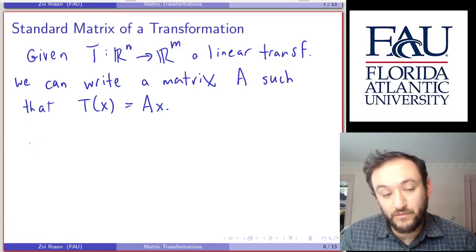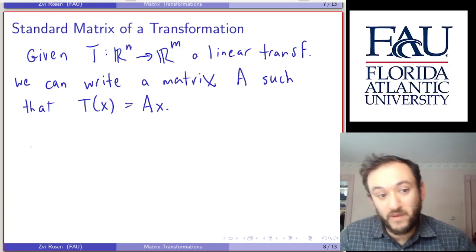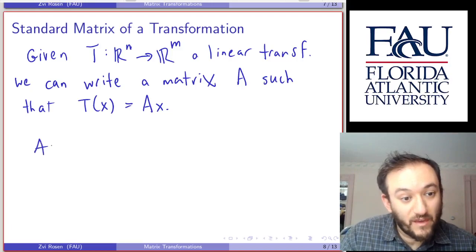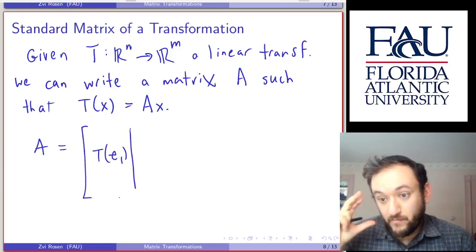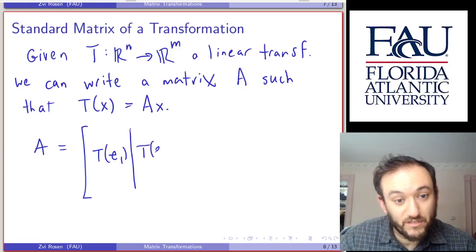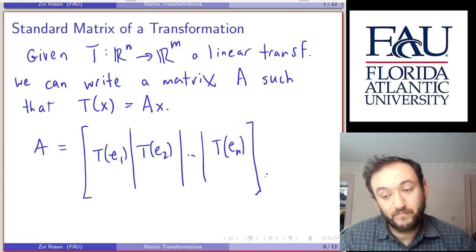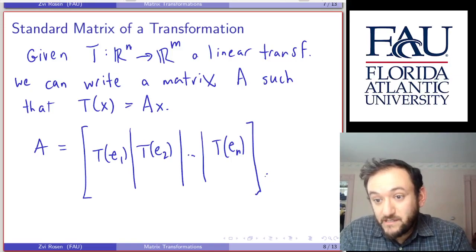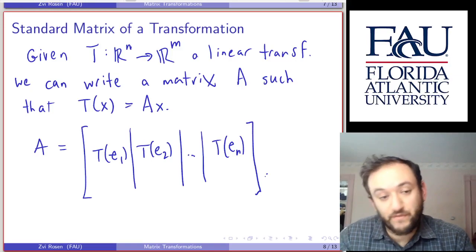It's really easy. All you do is you apply the linear transformation to each of your standard basis vectors. So A will be equal to T of e1. That will be a vector of length m, so you put that as the first column. Then T of e2, etc., all the way to T of en. And this will give you a matrix that you can multiply by your x to get the value of the transformation.